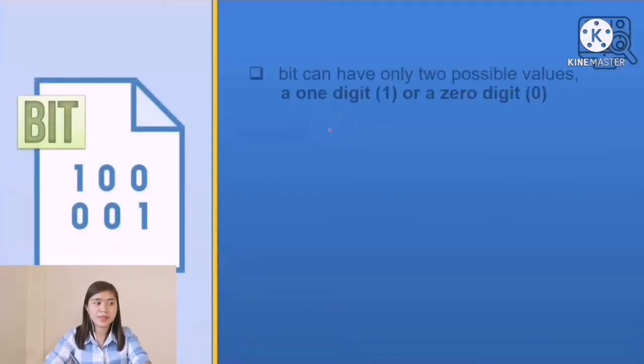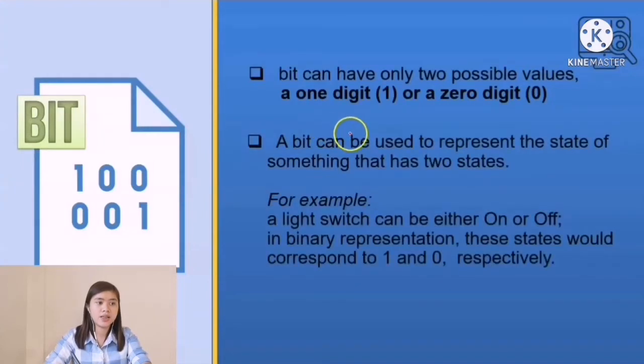Talking deeply about bit, it can be used to represent the state of something that has two states. One good example of this is a light switch, because a light switch can either be on or off. So in binary representation, these states correspond to 1 and 0. So 1 for on and 0 for off.